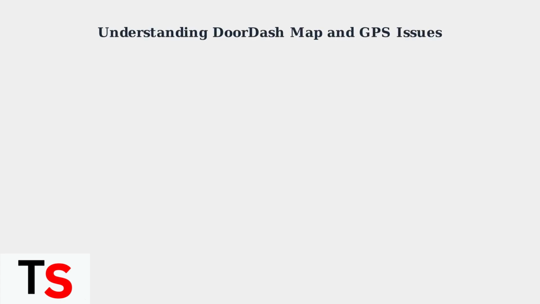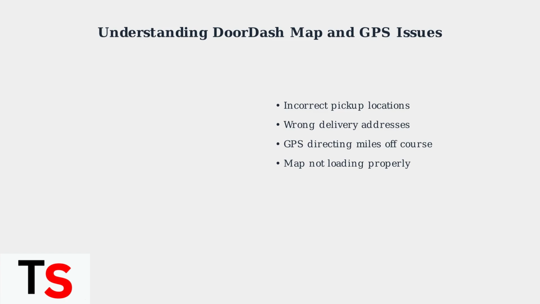DoorDash drivers frequently encounter frustrating GPS and map issues that can significantly impact their delivery experience. Understanding these problems is the first step toward resolving them. The most common problems include incorrect pickup and delivery locations, GPS directing drivers miles in the wrong direction, and maps failing to load properly. These issues can lead to late deliveries and potential contract violations.